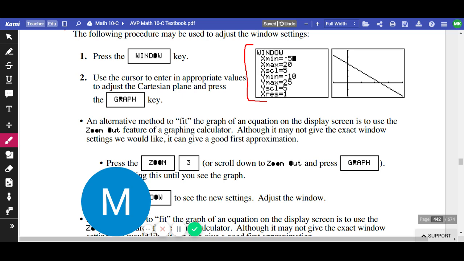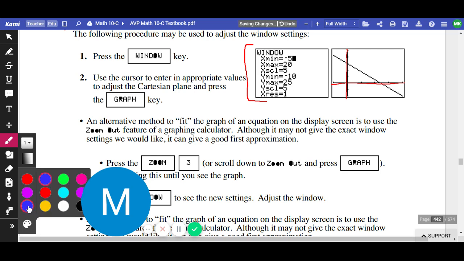When you hit graph, you should now get a new image. It's the same equation, it's just looking at a different part of that same equation. All right, here's our Y and X axis right here. And this is our line. That's the same line we had before. You're just looking at a different part of it. You've shifted where you're looking in your window.